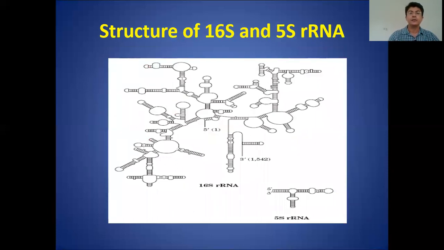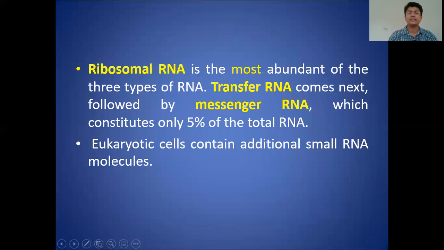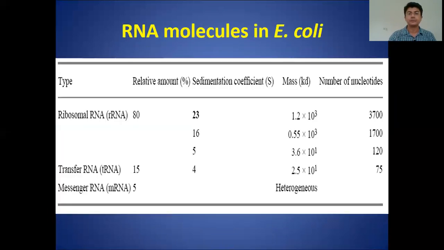The internal base pairing also results in further folding of the RNA molecules. You can see different conformations of the 16S ribosomal RNA and 5S ribosomal RNA are shown. Ribosomal RNA is the most abundant of the three types of RNA. Transfer RNA comes next, which is followed by the messenger RNA, which constitutes only about 5% of the total RNA.